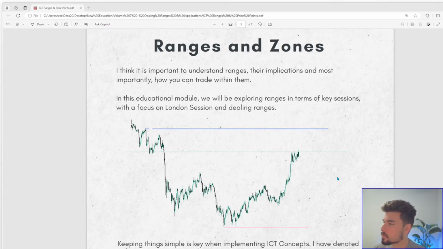Ranges and zones. What's a range? What's a zone? How do I use the ranges? How do I use the zones? And how can you maybe use this to simplify your trading? Let me just say this.